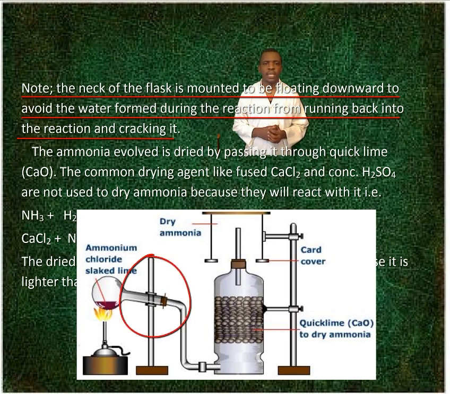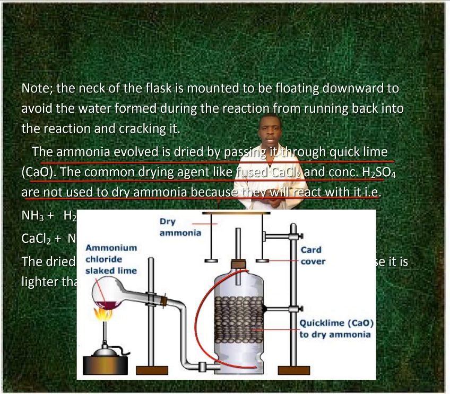Note, the neck of the flask is mounted sloping downwards, to avoid the water formed during the reaction from running back into the reaction and breaking the flask. The ammonia evolved is dried by passing it through quicklime.